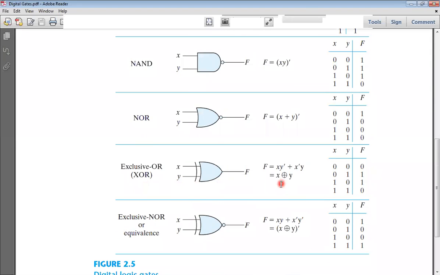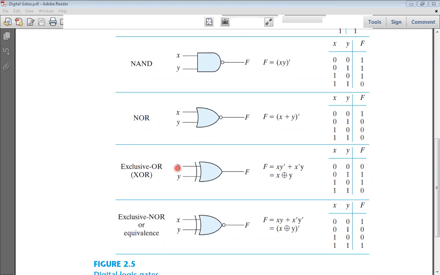Another gate is written here. What is this? Exclusive OR gate. Write down first the OR gate and add one curve here before it. That becomes the exclusive OR gate. So its functionality is described here.